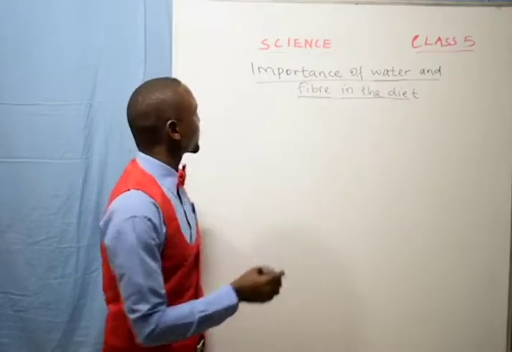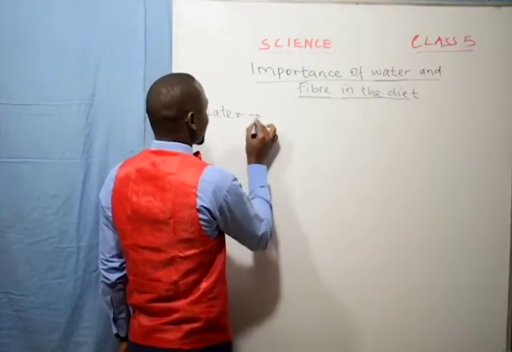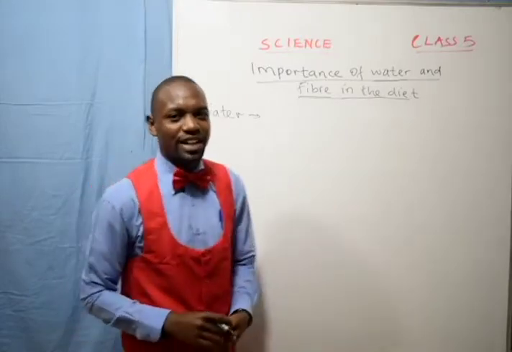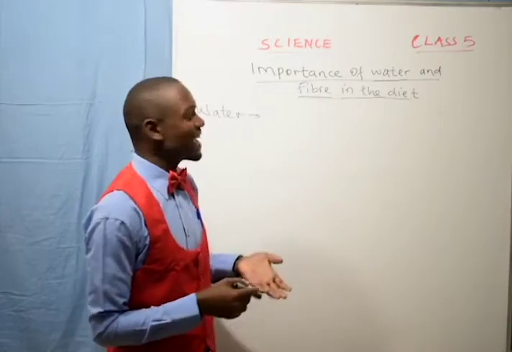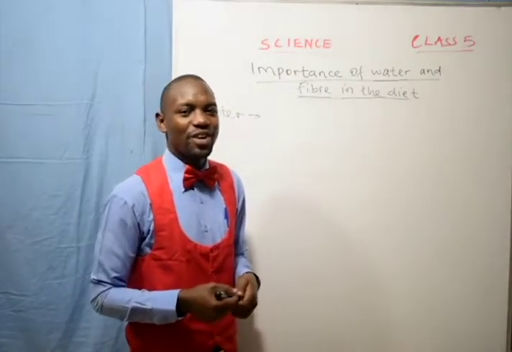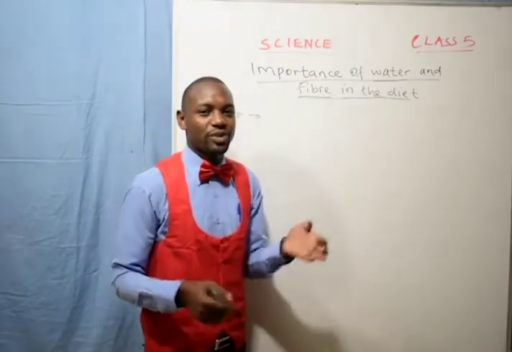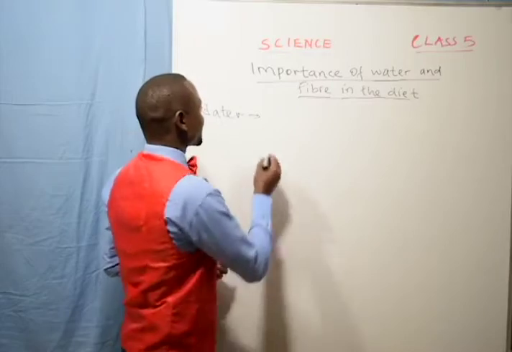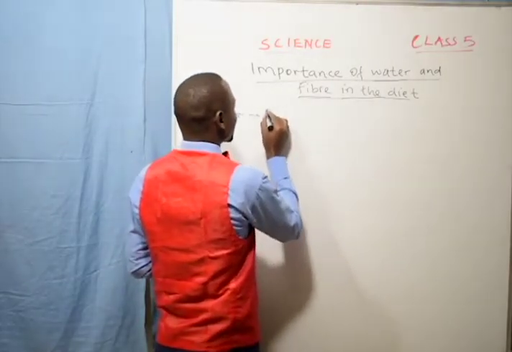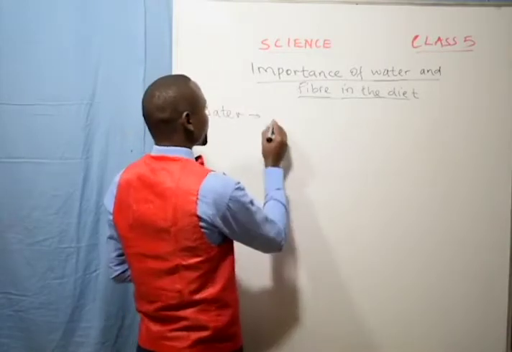Why is water important in the diet? Let us first look at the importance of water in the diet. Is water important in the diet? For example, imagine eating dry ugali with just kales alone, without some soup or some liquids. That will not be possible. Water in the diet first helps in digestion of food. These are the importances of water in the diet.